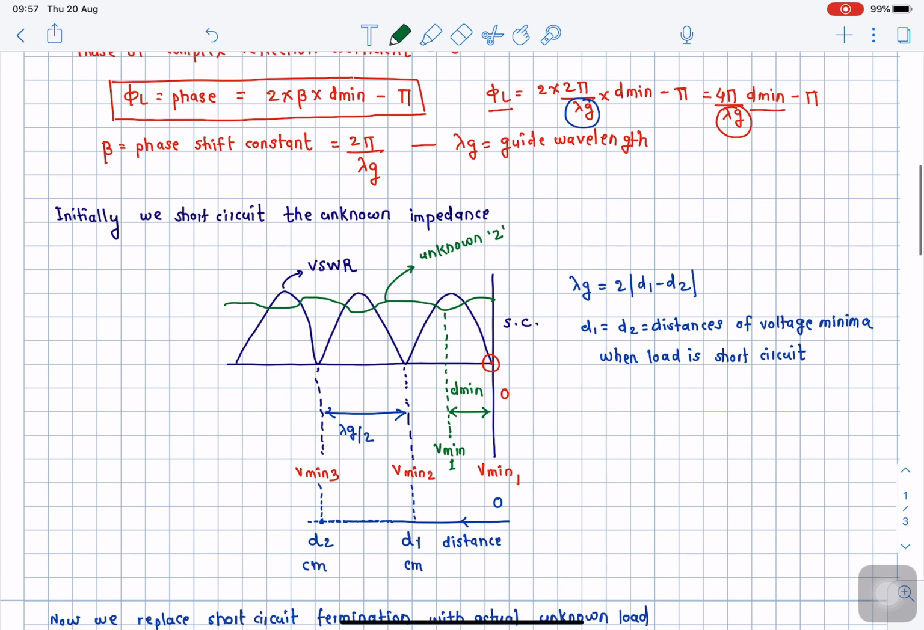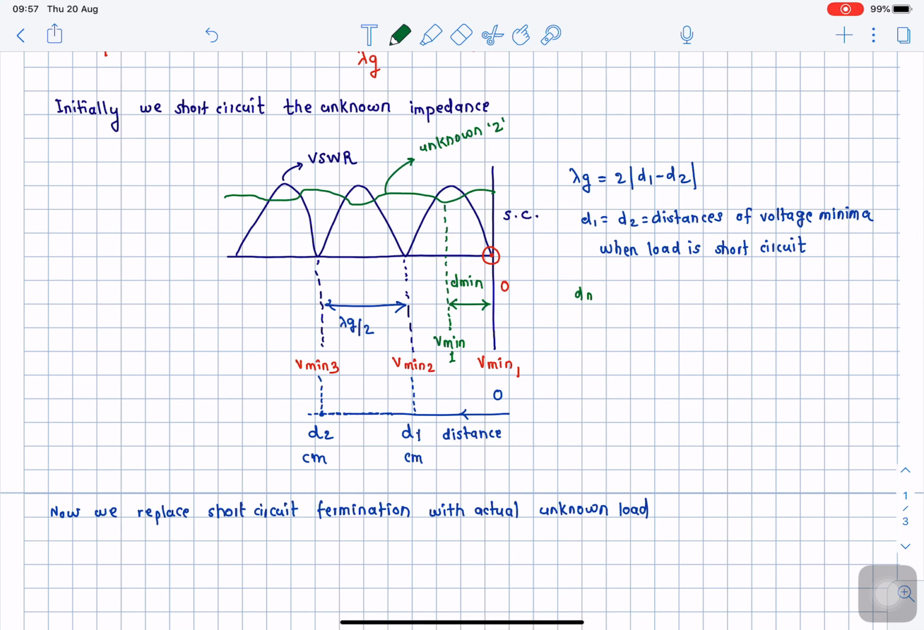So here D minimum, I will write over here, is the distance between voltage minima in short circuit load, initially when the load is short circuit load, and voltage minima when actual load.